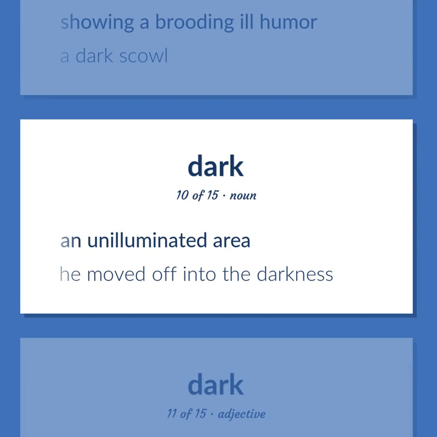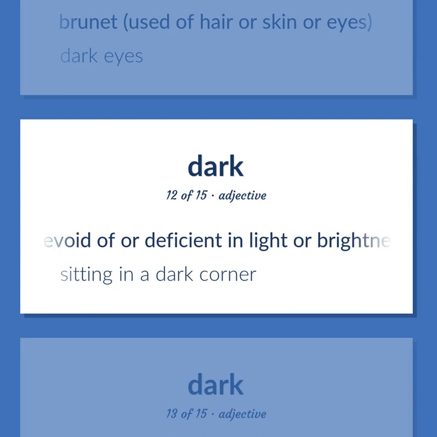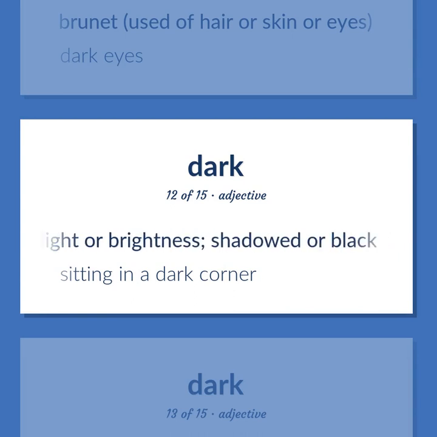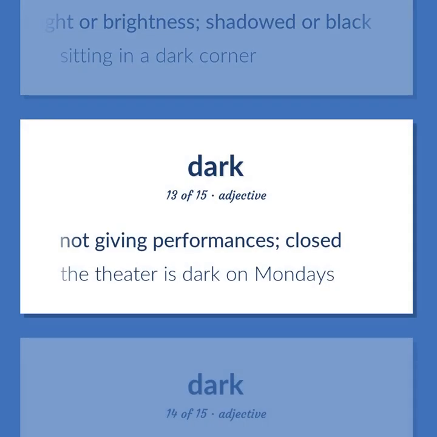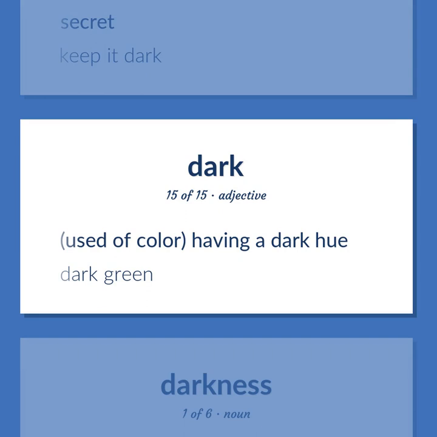An unilluminated area. He moved off into the darkness. Brunette, used of hair or skin or eyes. Dark eyes. Devoid of or deficient in light or brightness, shadowed or black. Sitting in a dark corner. Not giving performances, closed. The theater is dark on Mondays. Secret. Keep it dark. Used of color, having a dark hue. Dark green.